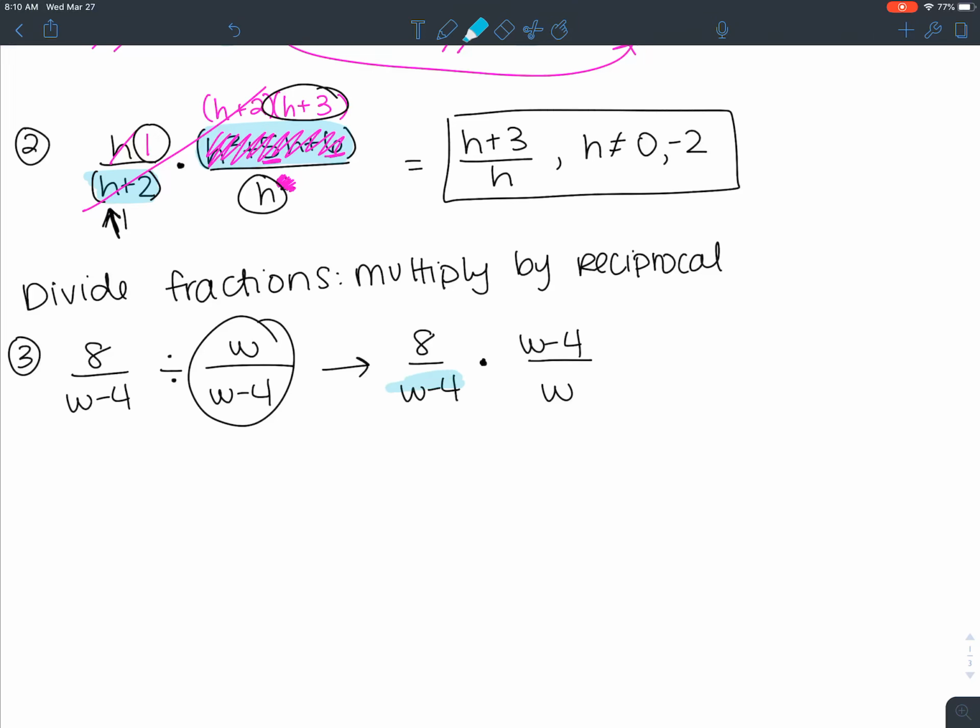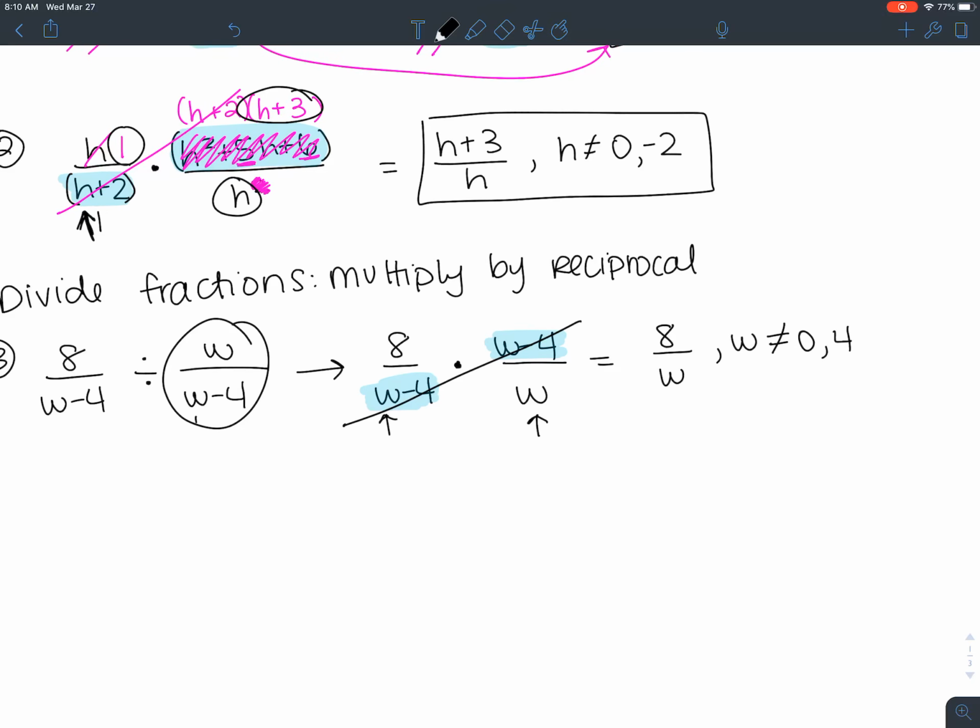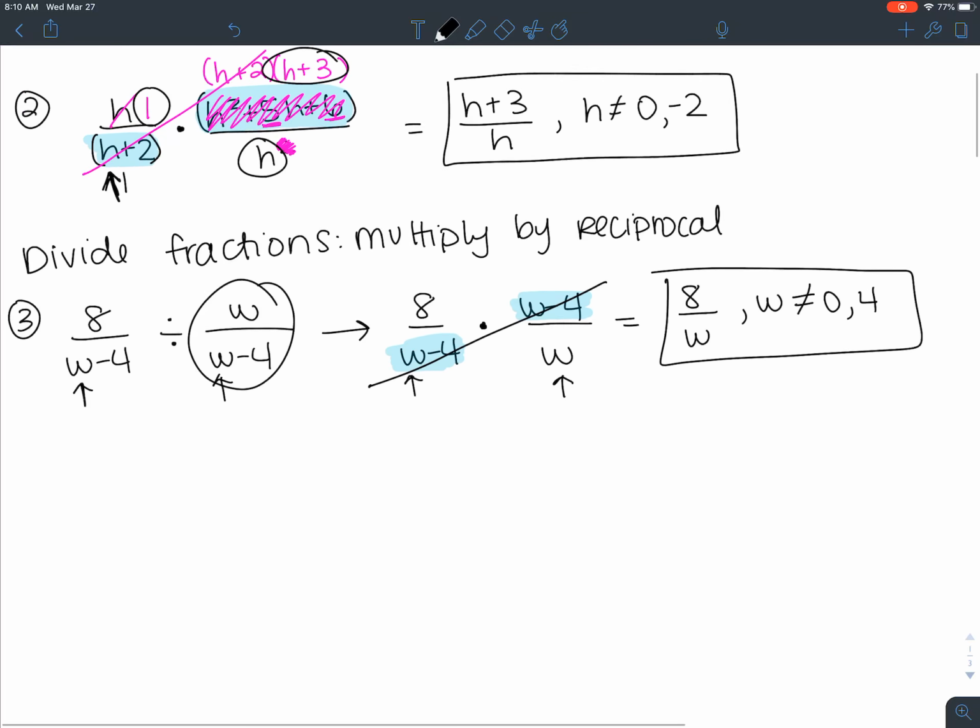Okay, these two are polynomials. I cannot split them up unless they are the exact same, which we happen to have, so they cancel. And we're left with 8 over w. Now, when we look at our excluded values, we need to look at the entire problem. Say that w can't be 0 or 4, and that 4 is repeated early on, so we don't have to list it again.